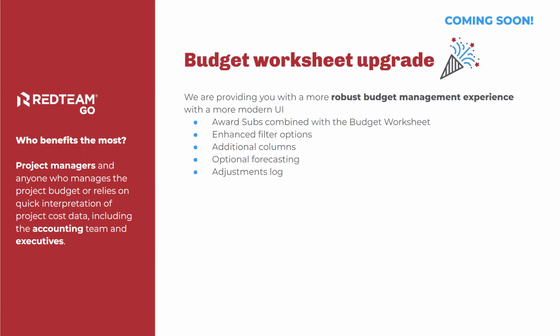We also have enhanced filter options. We've got some new columns. I'm going to show it to you actually live here in just a minute. We have the optional forecasting option, and we have an adjustments log, which is going to track all the changes to the budget as well. I'm really, really excited about this one. I actually am going to share, because I'm so excited about it, I'm going to share it live here. Give me just a second to actually pull it up and show you.